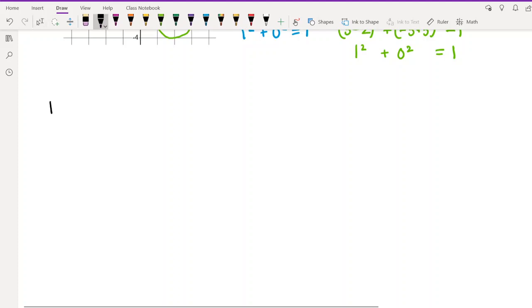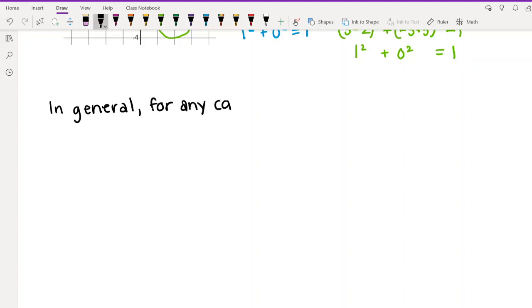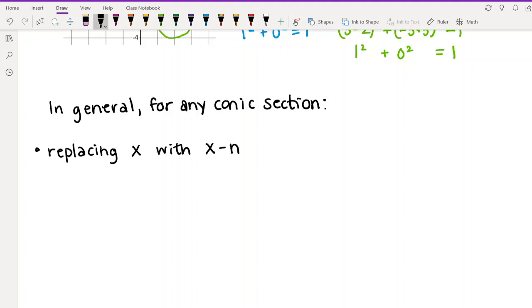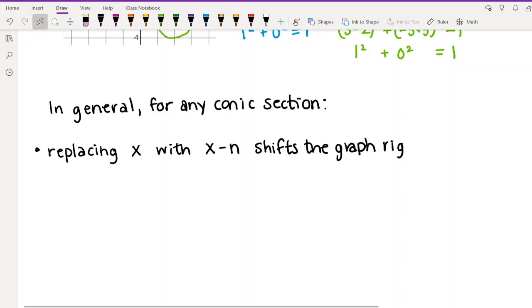So in general, for any conic section, we're going to have a few different rules here. Replacing x with x minus n shifts the graph right by n units.